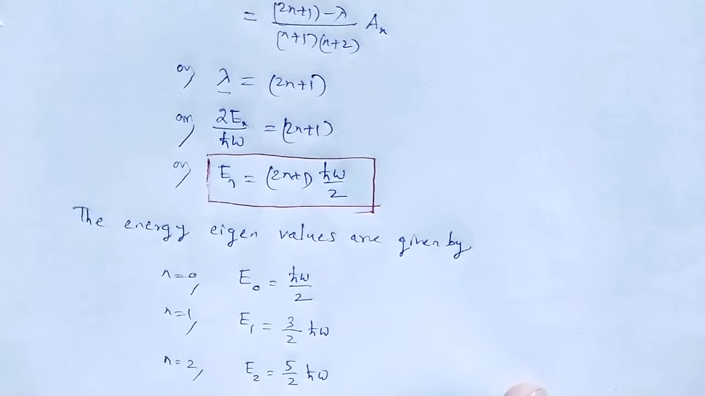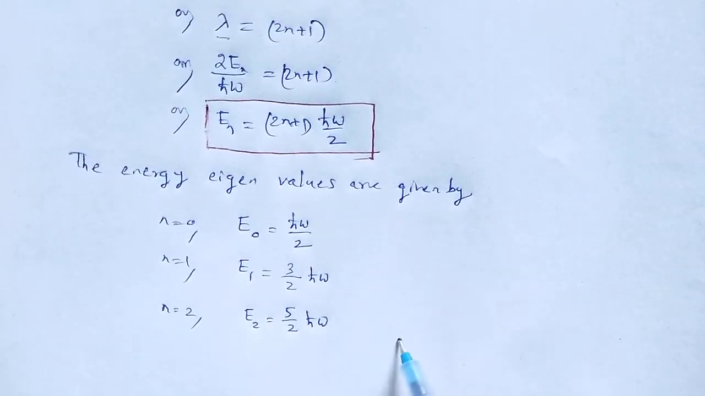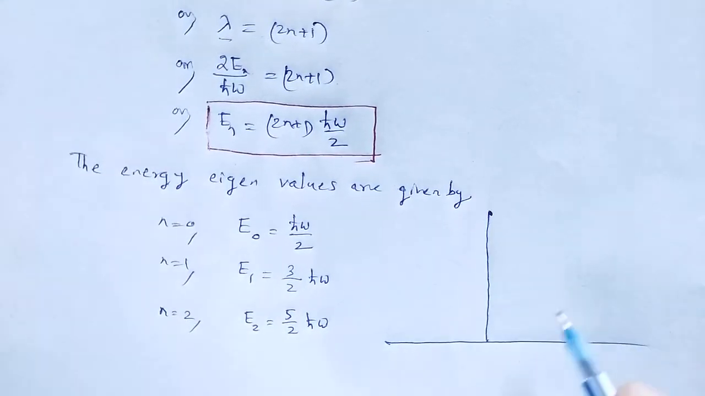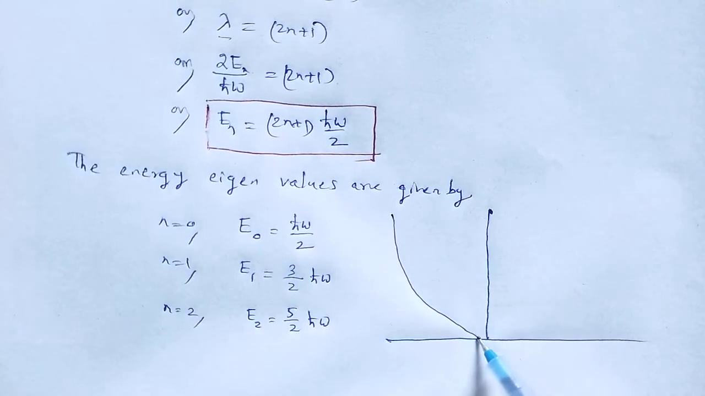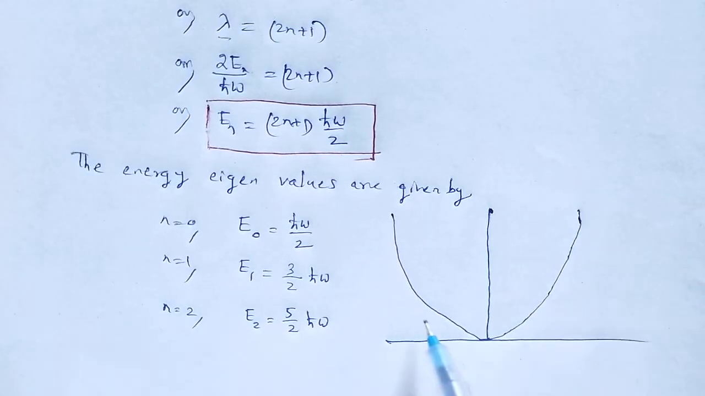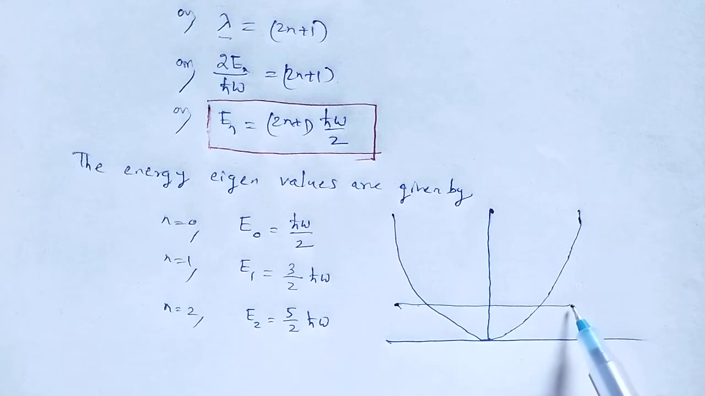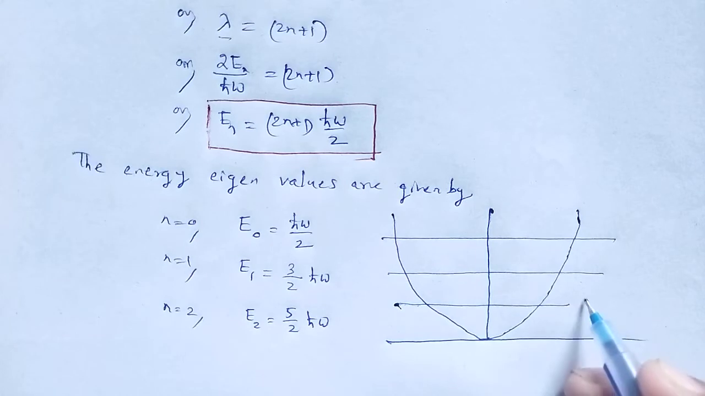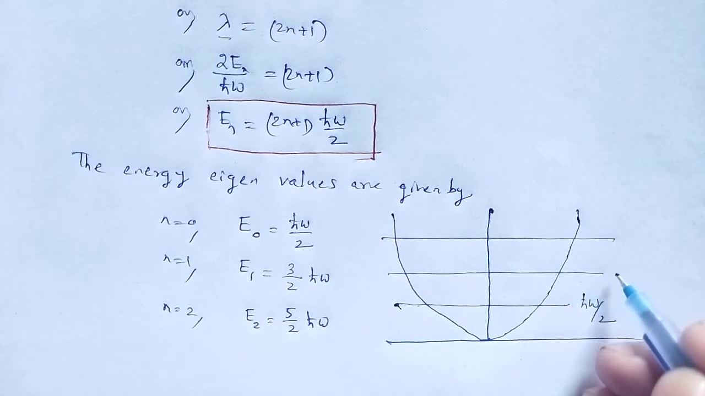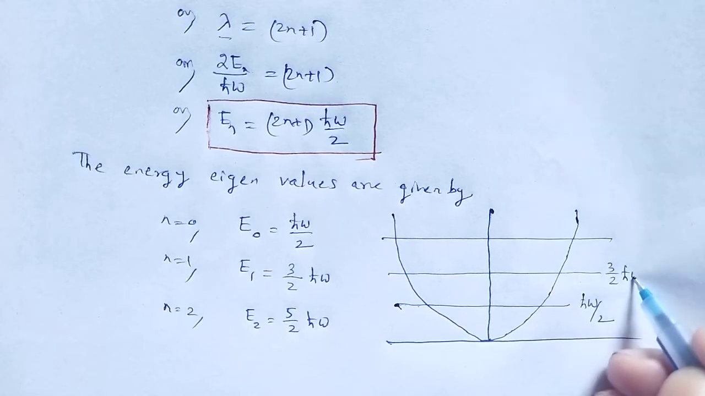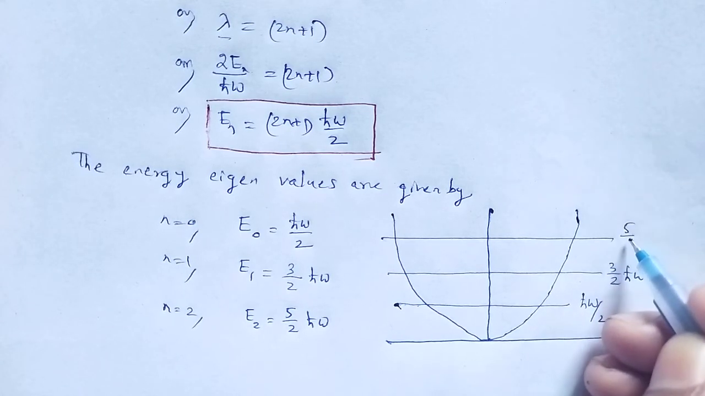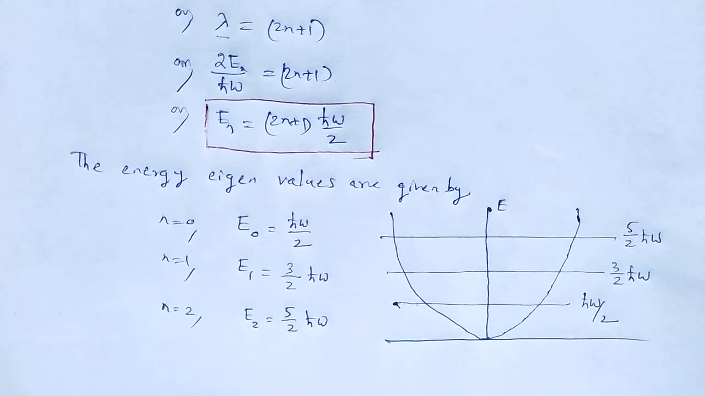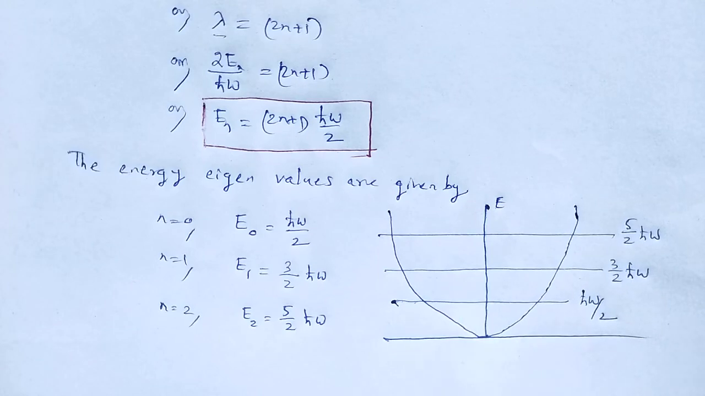Let us plot this in a graphical view, as this is the graphical representation that we prefer. For n is equal to 0, 1 and 2: for 0 it will be h cross omega by 2, for n is equal to 1 it will be 3 by 2 h cross omega, and it will be 5 by 2 h cross omega. This is the graph of E, the plot of energy values.